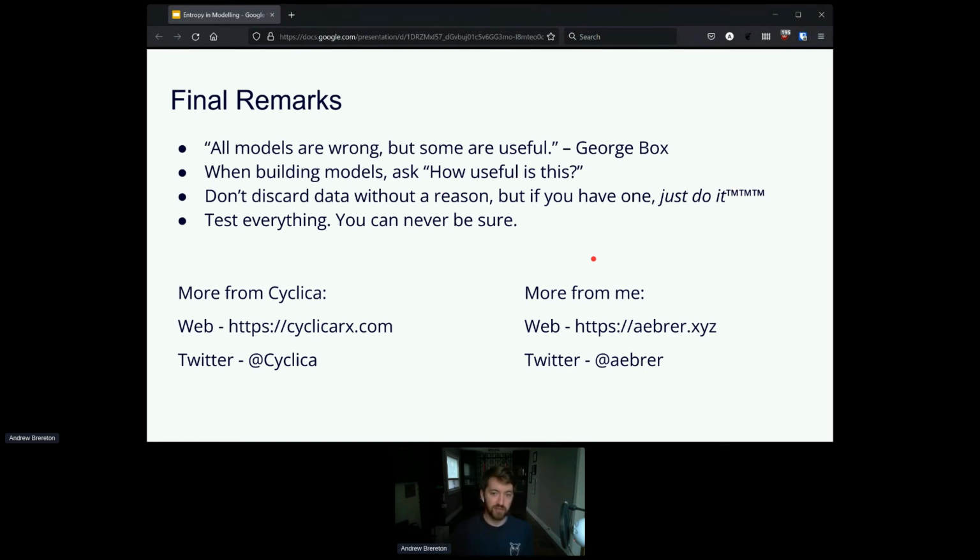The second point here is, when you're building models, ask yourself, how useful is this? As you're building models, you're going to be tempted to say, I've got to get these R squared values higher, I've got to get my mean error lower, I've got to get my accuracy up, et cetera. The most important question is always going to be, is this useful or not? And that's going to depend on how you intend to use it. If you don't have an intended use for the model, why are you building it? You shouldn't be building it, because you're not building anything. You're just moving numbers around for no reason. You don't need to discard data without a reason, but if you do have a reason to discard data, you should.